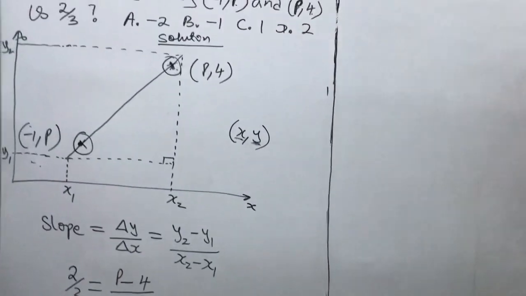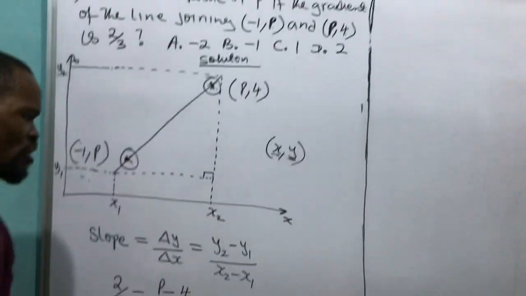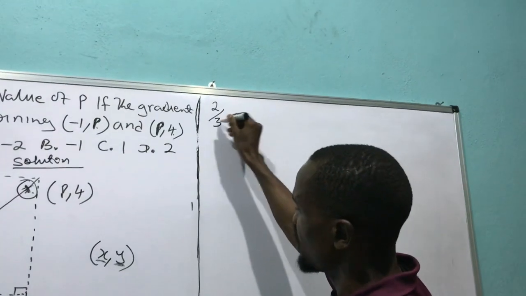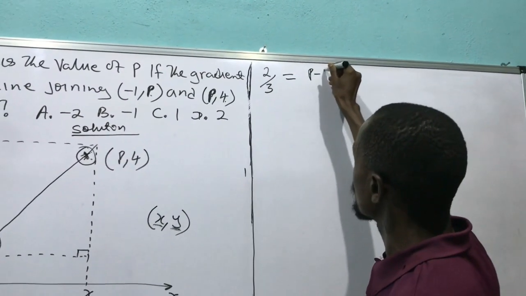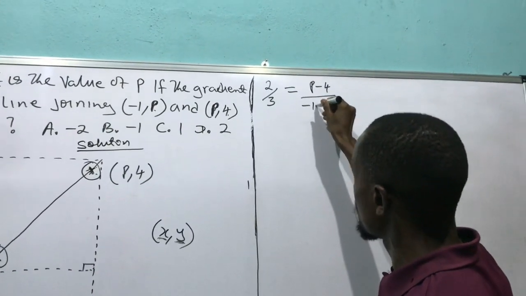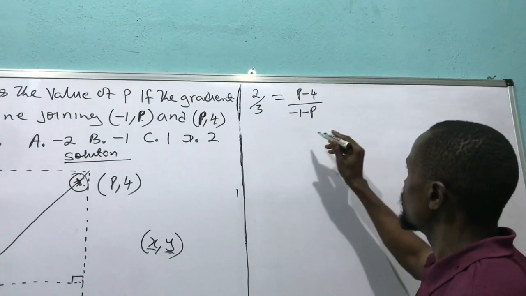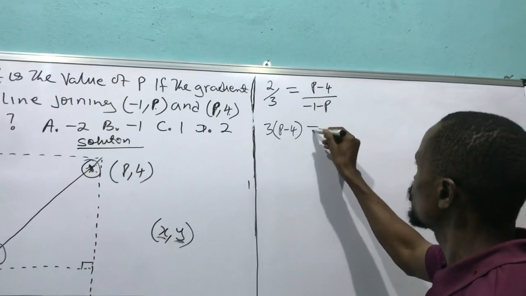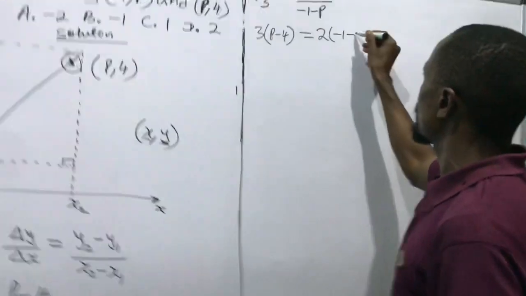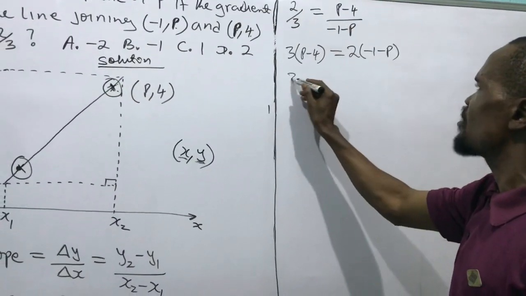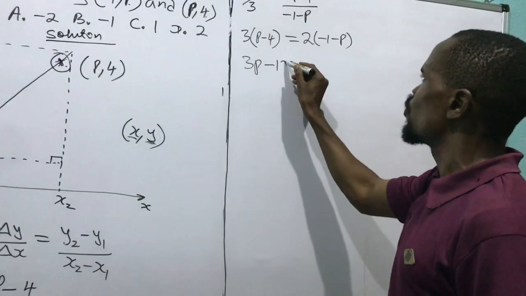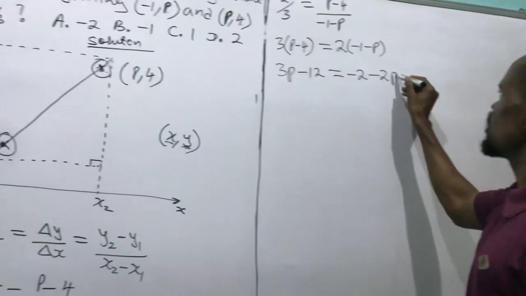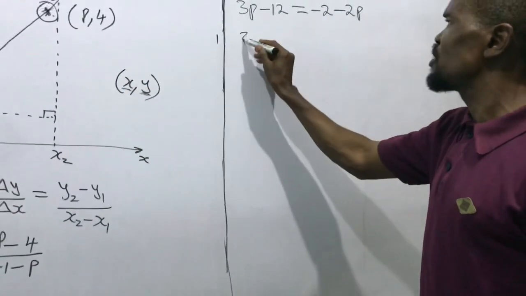That's the format. Therefore, solving this, I have 2 over 3 is equal to P minus 4 all over minus 1 minus P. Cross multiplication, I'll have 3 times P minus 4 equals 2 times minus 1 minus P. Opening the bracket, I have 3P minus 12 equals minus 2 minus 2P.